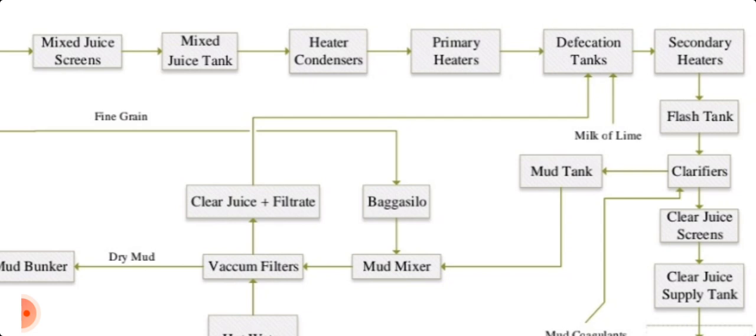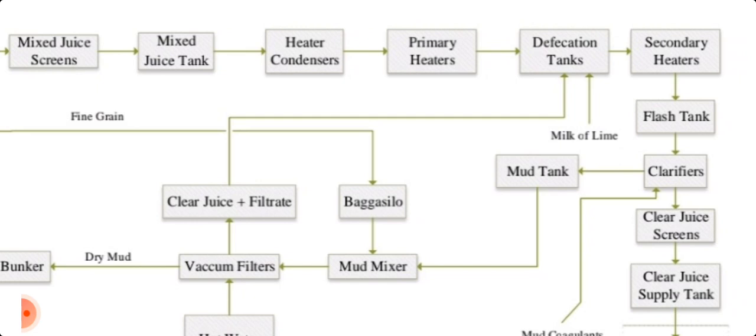From the primary heater, the juice goes to the defecation tank. Defecation tank is the type of tank where we add lime. You can say from the downward arrow it shows milk of lime. Milk of lime has the capacity to raise the pH up to 7, 7.1, 7.2, and this will also separate some impurities. So the milk of lime raises the pH of the juice.